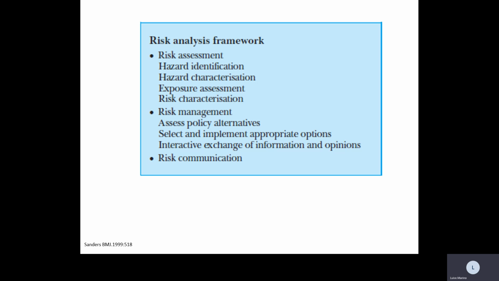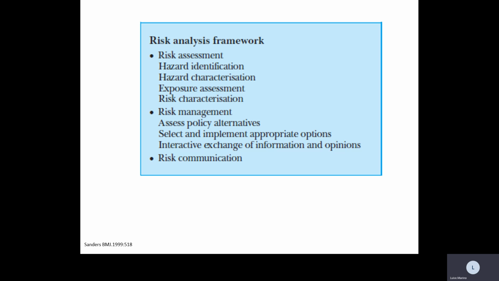So the risk analysis framework was set out really to try and better identify those critical control points where hazards were associated. So obviously we do risk assessment, so we look for hazard identification, hazard characterization, we do an exposure assessment, and then risk categorization. And then as part of a risk management policy, we come up with policy alternatives. So what can we do to prevent those from happening? We look at implementing appropriate options, and we look at an interactive exchange of information and of opinion.